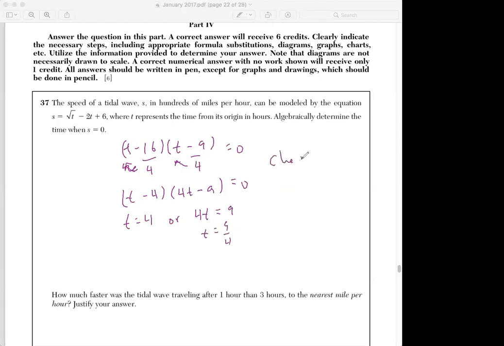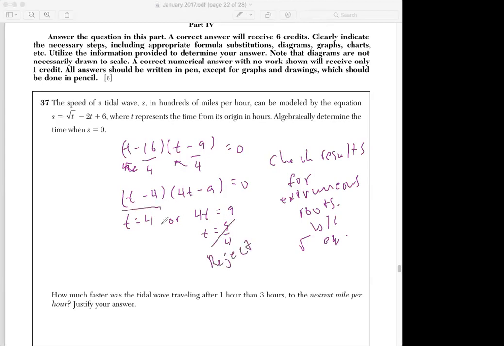Now you have to check results for extraneous roots, because it's a radical. It turns out that you reject this one. So t equals 4. For 4 seconds, right? Or 4 hours, 4 hours.